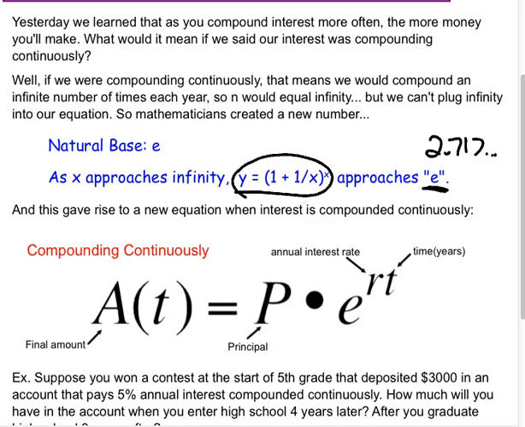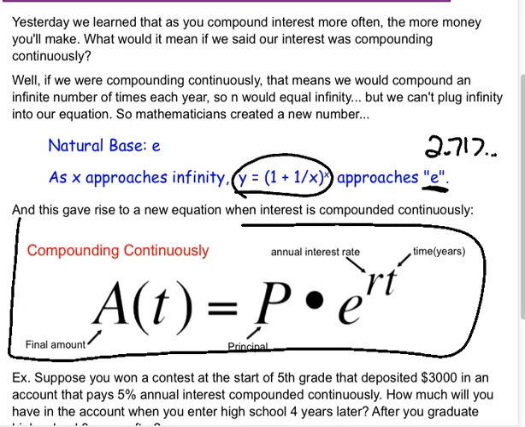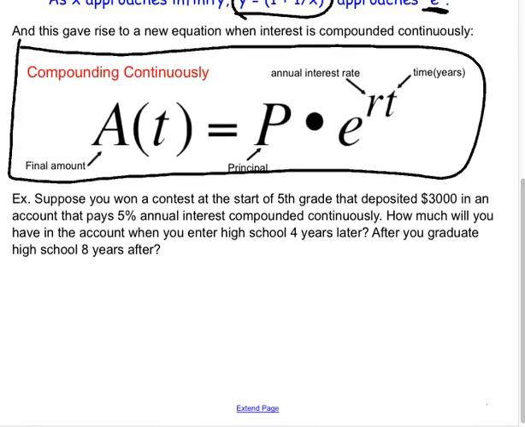Now, what this means is we have a new formula. For continuously compounding interest, if you're compounding an infinite number of times in a year, we have what we jokingly call the PERT equation. So let's see how to use this PERT equation.